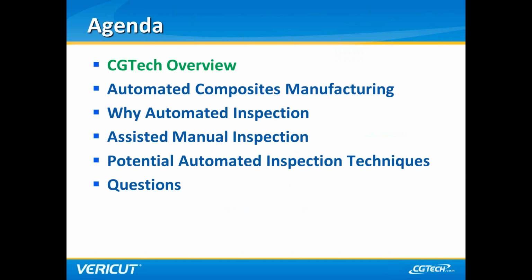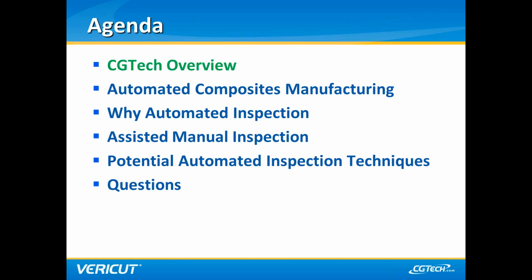Taking a quick look at the agenda, I'm going to start off by providing a quick overview of CGTech: who we are, what we do, and the products we offer. I'll spend a couple of minutes on the products most relevant for this presentation, our Vericut Composite Programming product, VCP, and Composite Simulation product, VCS. From there, I'll jump into automated composites manufacturing, giving a quick background of what we're talking about today, which is automated fiber placement and automated tape laying, and a brief description of a couple of key terms that may come up, just to make sure everyone's on the same page.